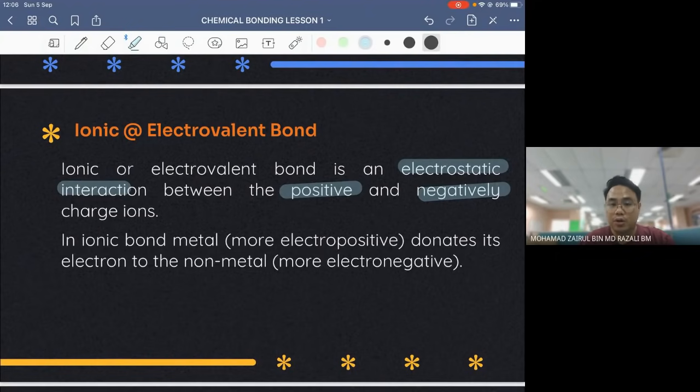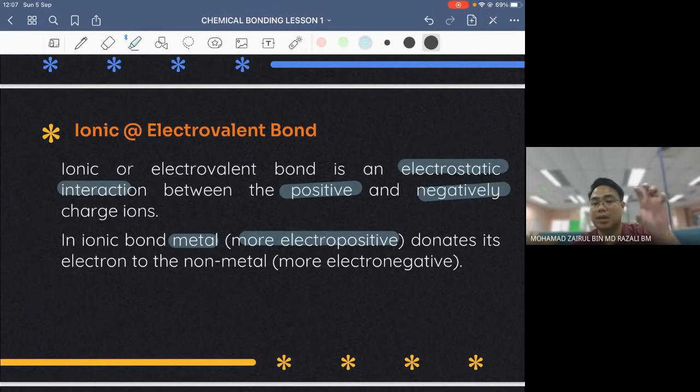Okay, in the ionic bond, the metal, we call it as the more electropositive. Okay, hari tu dalam chapter periodic table, awak belajar tentang electronegativity. Electropositivity is the opposite of electronegativity. So that means any element that have low electronegativity, dia akan ada higher electropositive. So electropositivity is basically the tendency for the atom to release ataupun to donate electron. So the higher the electropositivity, then the easier for the element to donate its electron.